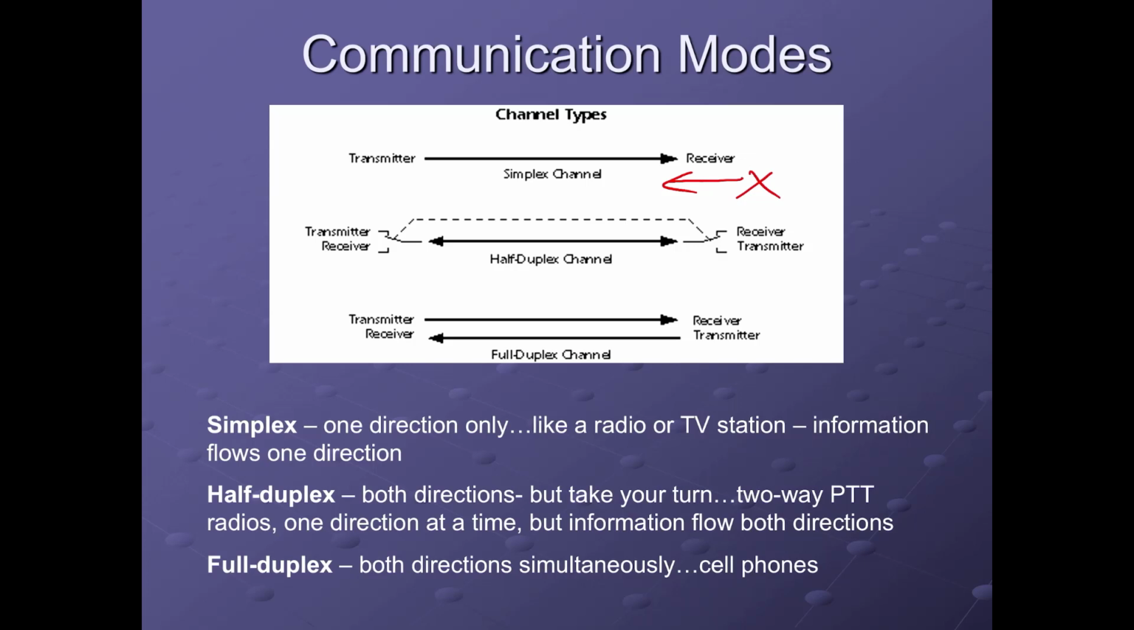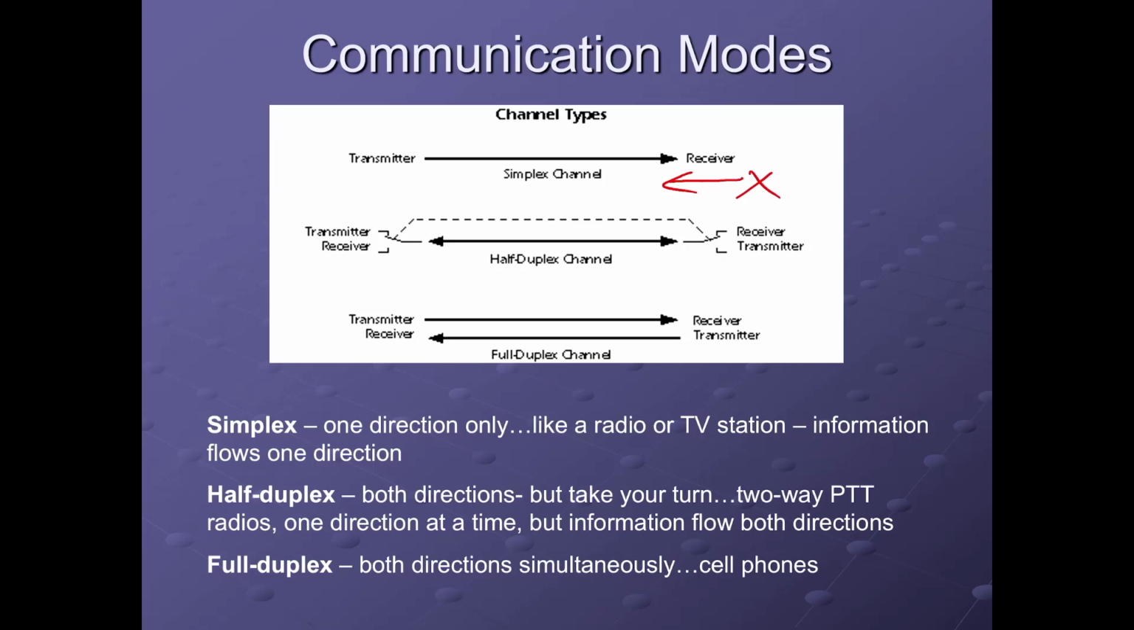So an example of that would be a digital TV station, a digital radio station, or satellite TV. Satellite TV is a simplex system where the satellite broadcaster is uplinking to the satellite, and then you're receiving the downlink from there for your satellite receiver. So that's an example of a simplex channel.